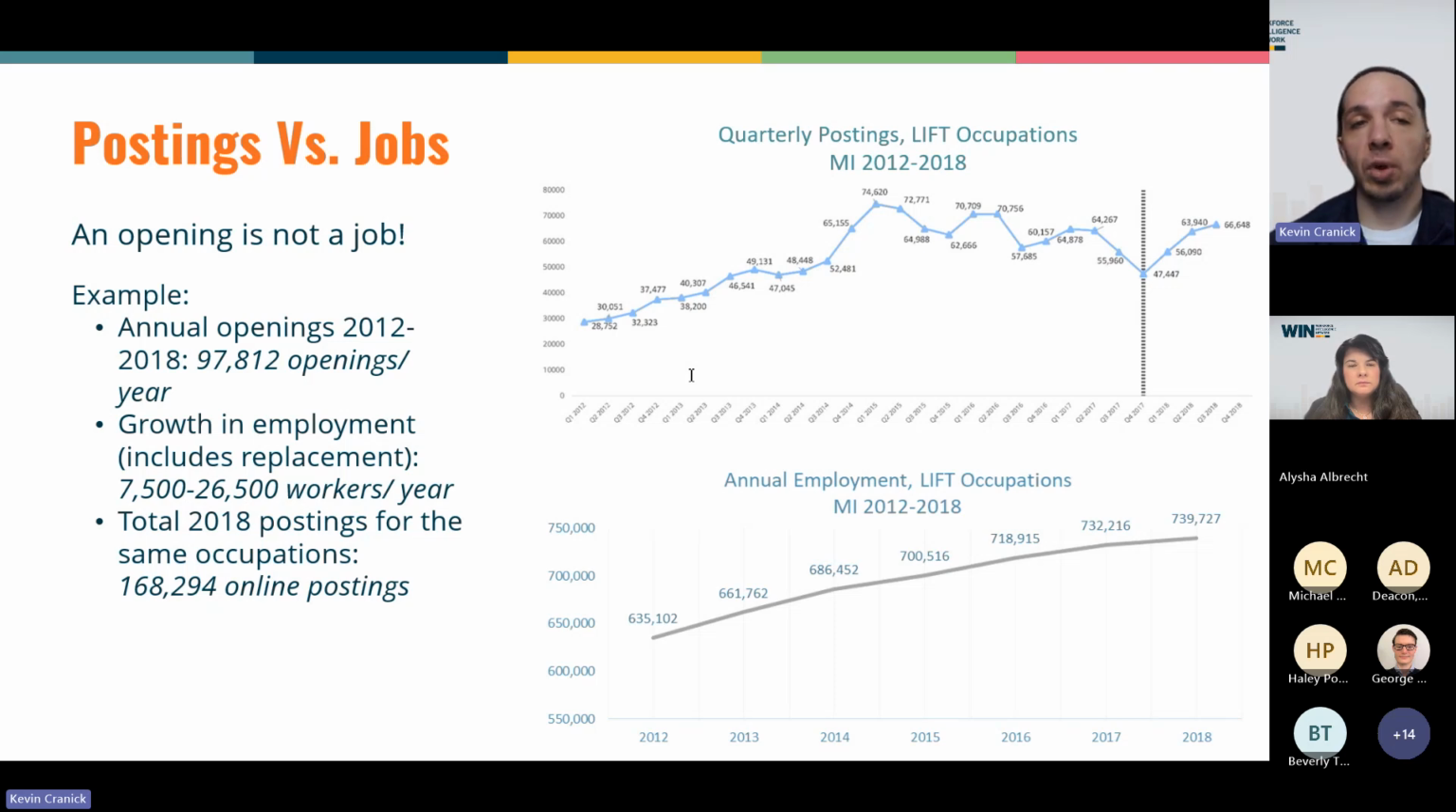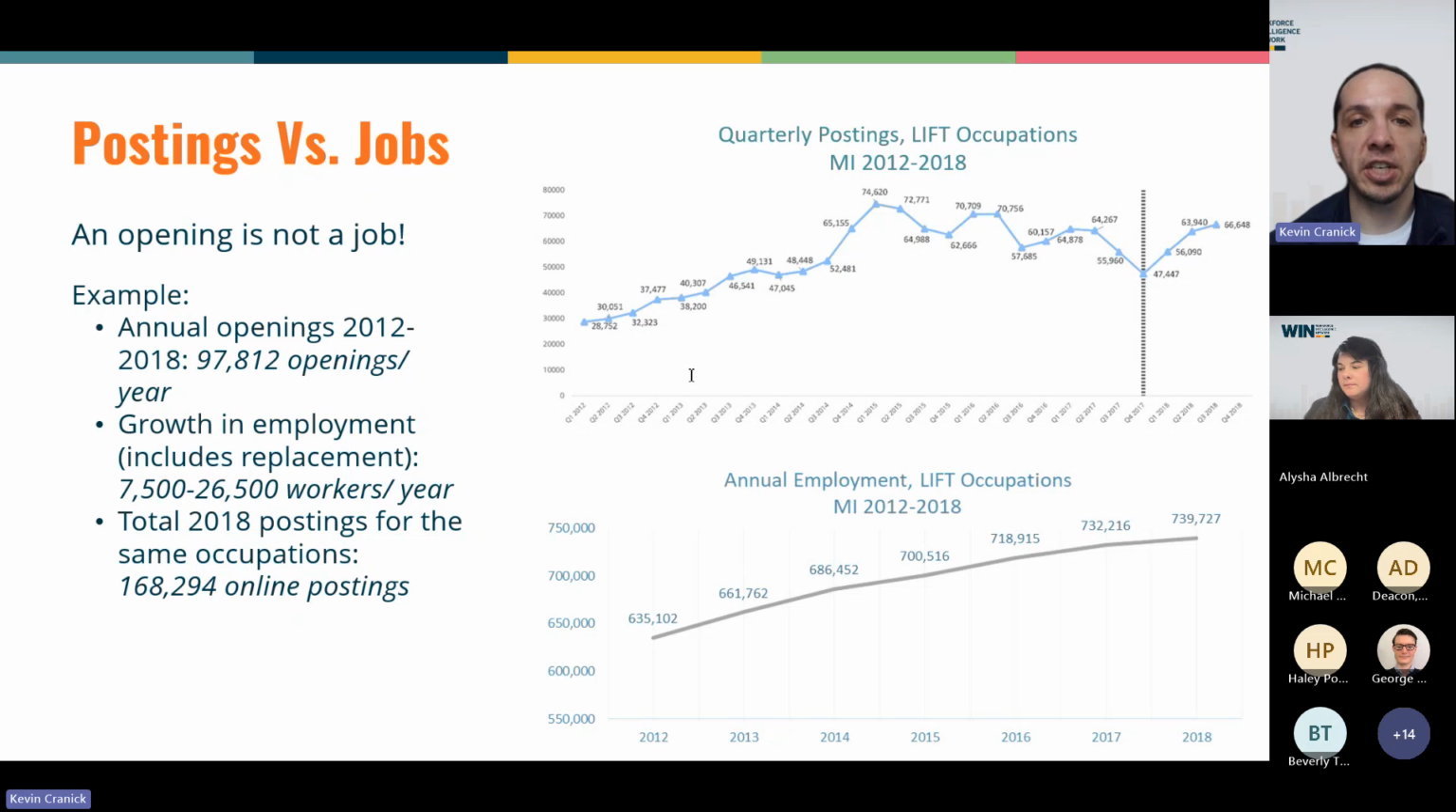Now, to get even one level further into this, when WIN utilizes job postings data, there are two different metrics provided. There are the total job postings, and then there are the unique job postings. So that's a very key difference as well, because you may have an employer who has a job posting for, let's say, 20 different positions.